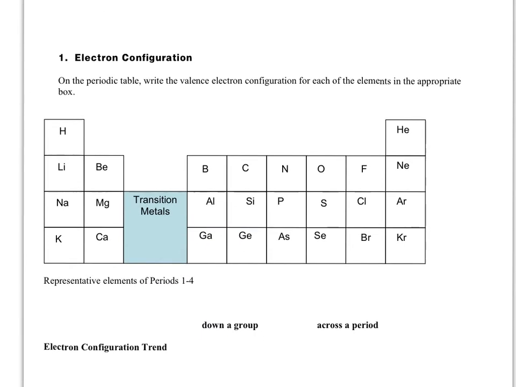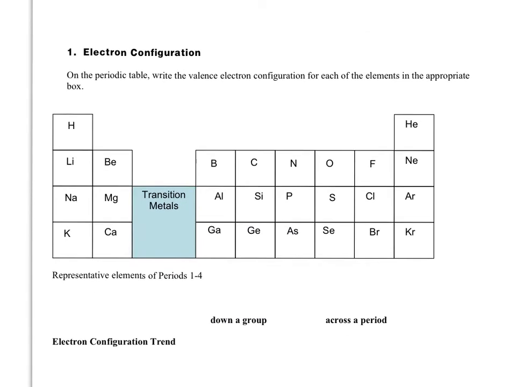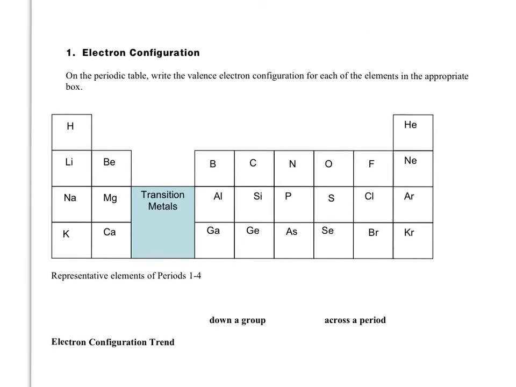So the reason why we see all these trends and repetitions in the properties is because of the electron configurations. So we are going to go ahead and write the valence electron configuration for these representative elements. Notice I didn't put the transition metals there because, again, we have a lot of exceptions there. So we're only going to do the valence electron configuration, meaning the electron configuration of just the outer shell.